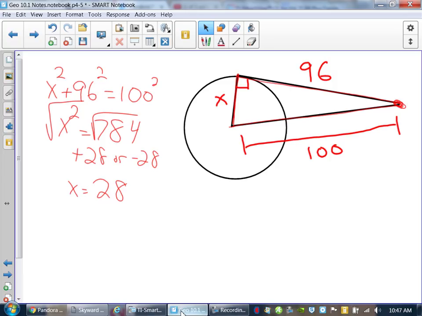Now, the reason why we have to get rid of the negative here is because what's the value of X you're looking for? What is that playing the role of in this circle? Can you have a negative radius? No. So the negative value here will not work.